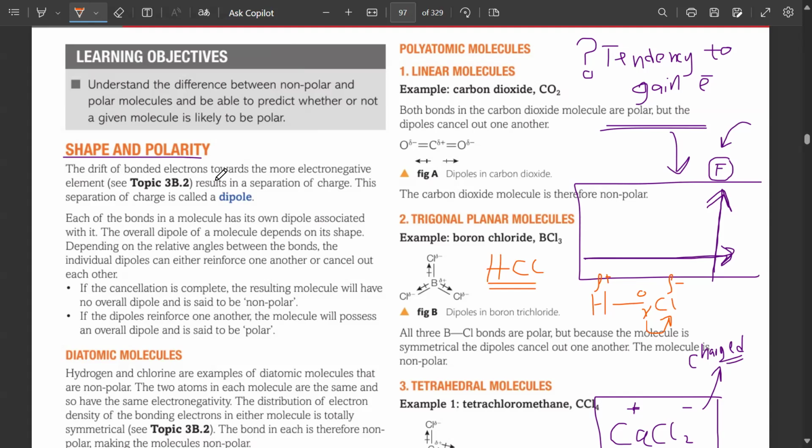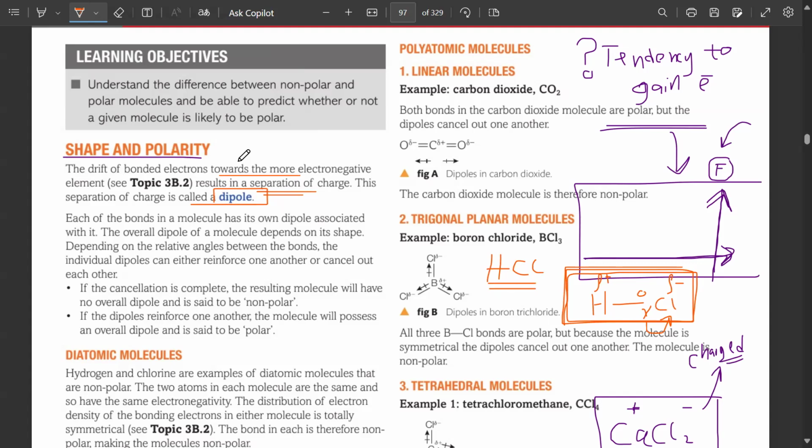The drift of bonded electrons towards the more electronegative element results in the separation of charge. This separation of charge is known as a dipole. We call this a dipole moment, where the more electronegative one has a partial negative charge, or a slightly negative charge, and the less electronegative one has a partial positive charge, or a slightly positive charge.